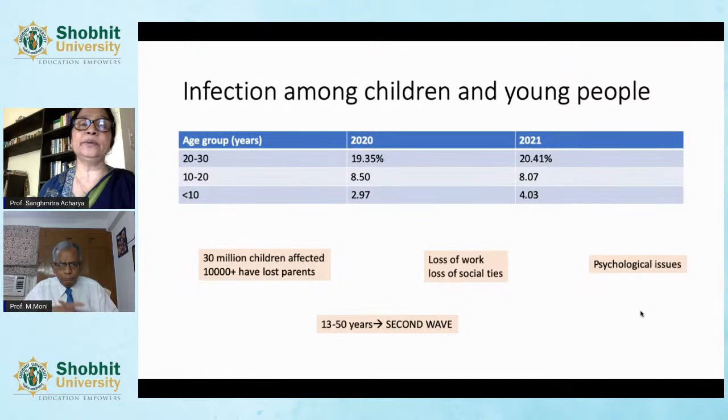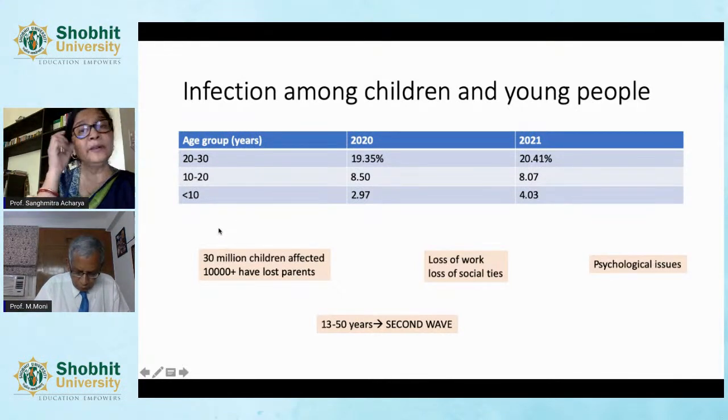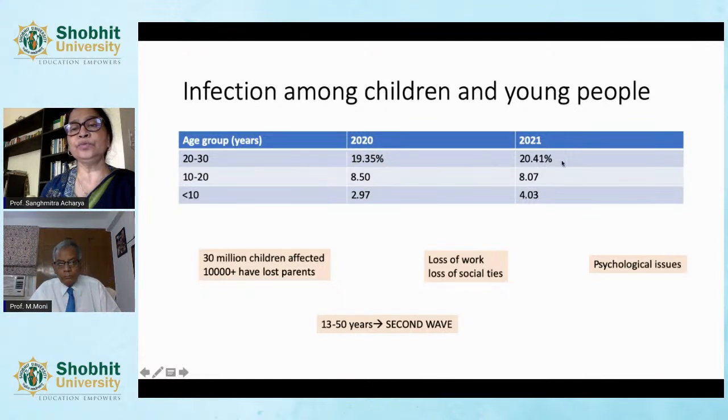Very, very clearly, the data shared by the task force on, I think, 29th of April, shows the difference in infection across these age groups. We clearly see that from 19% to 20%, from 8.5 to 8.07, a very marginal decline. And here is another increase from nearly 3 to 4%.